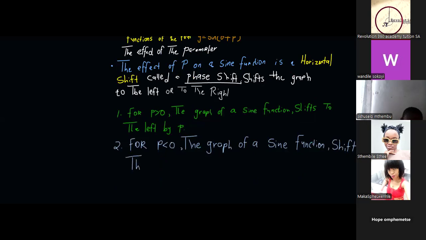Never make a mistake in this regard. If P is greater than 0, never say the graph of a sine function shifts to the right. It is always the opposite. If P is greater than 0, anything that is greater than 0 is positive, the graph of a sine function shifts to the left by P units, right? And for example, if P is minus 60, it simply means it's going to move 60 units to the right. For P less than 0, the graph of a sine function shifts to the right by P units. So those are some of the things that you must actually know with regards to that.